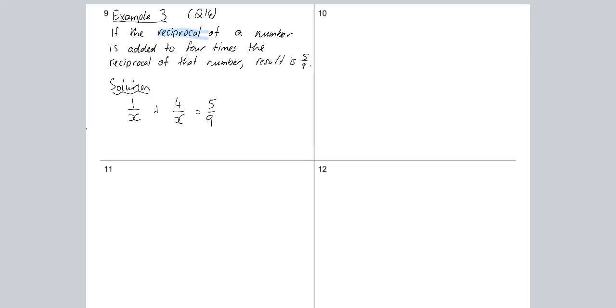So now I'm going to add those together. So I get 5 on x is equal to 5 on 9. Therefore, x is equal to 9 by equating denominators, i.e. the number is 9. That's my conclusion. Okay, next one.